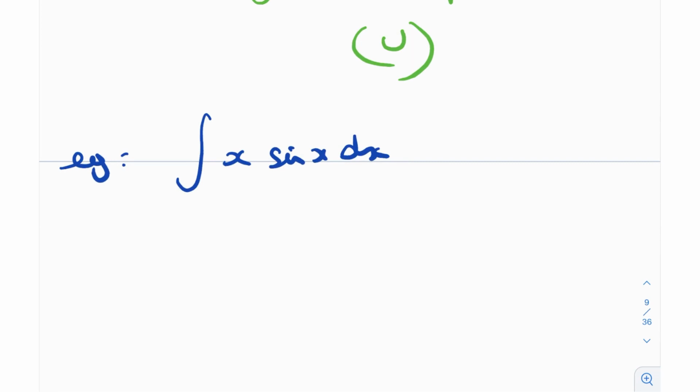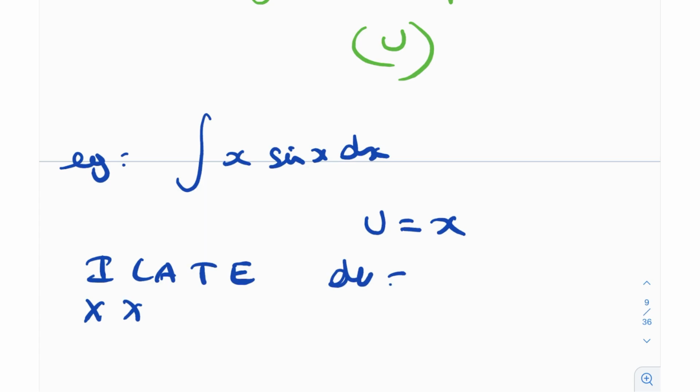So again, the ILATE rule, right? How do we use the ILATE rule over here? Do we have an inverse trig function? No. Do we have a logarithmic function? No. Do we have an algebraic function? Yes. So take that as u, right? And whatever is left is dv. dv is nothing but sine x dx, right?